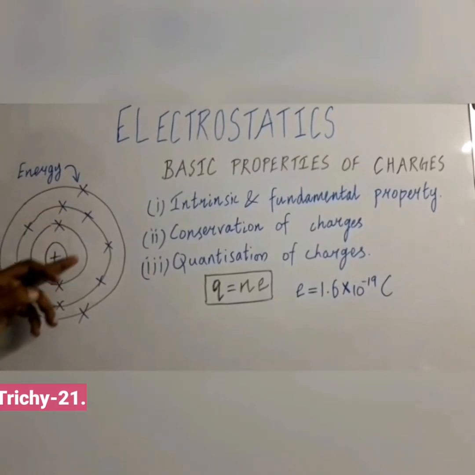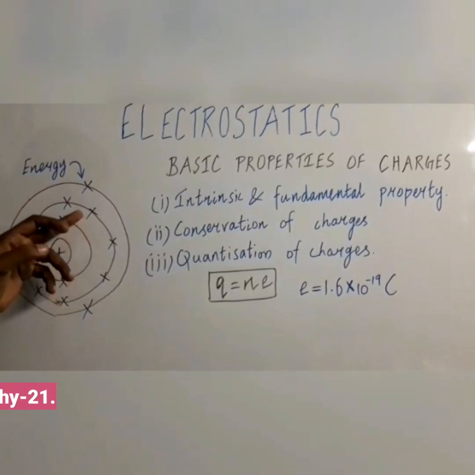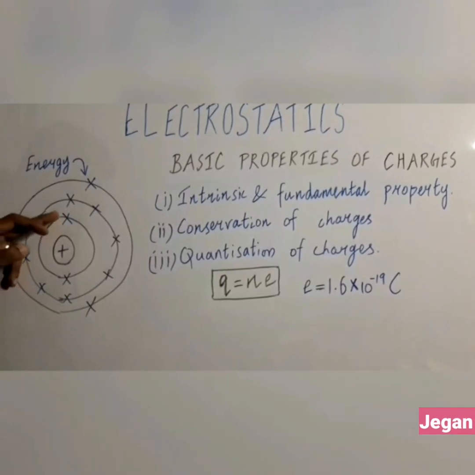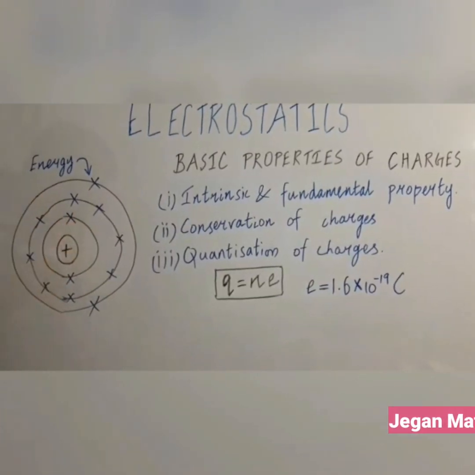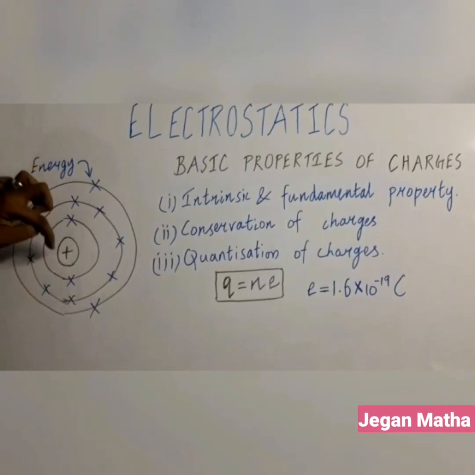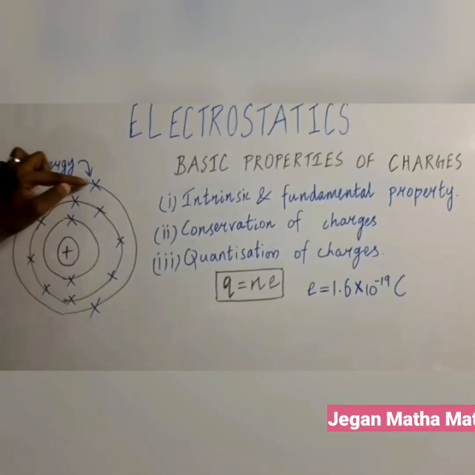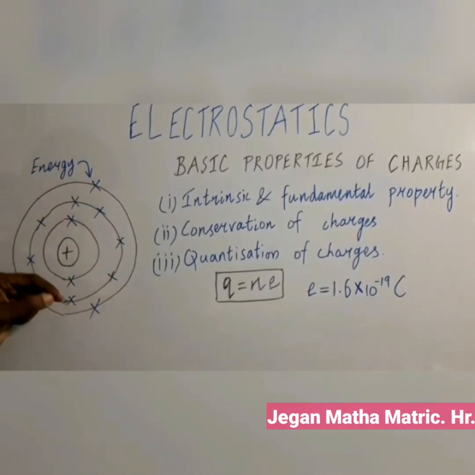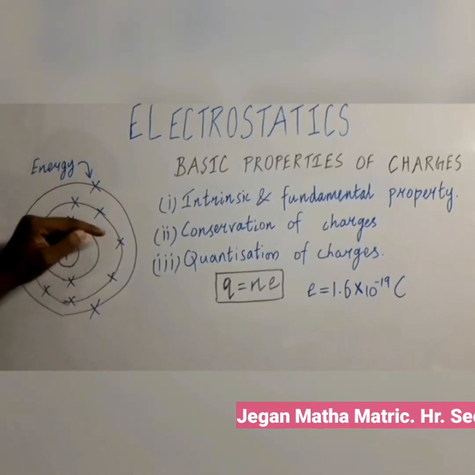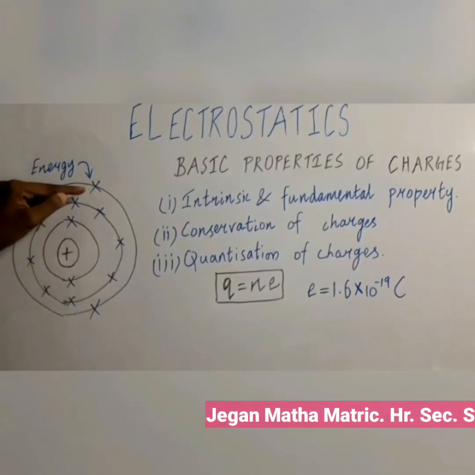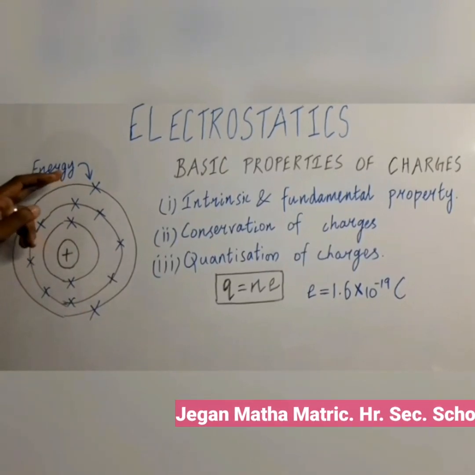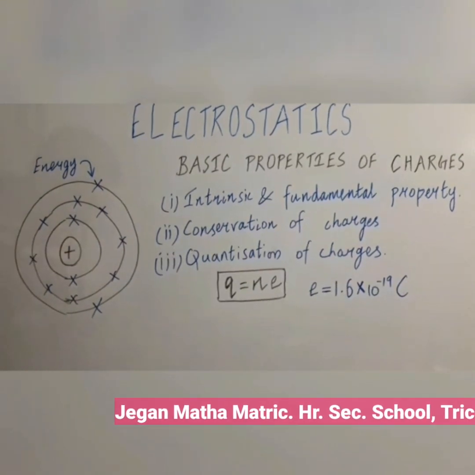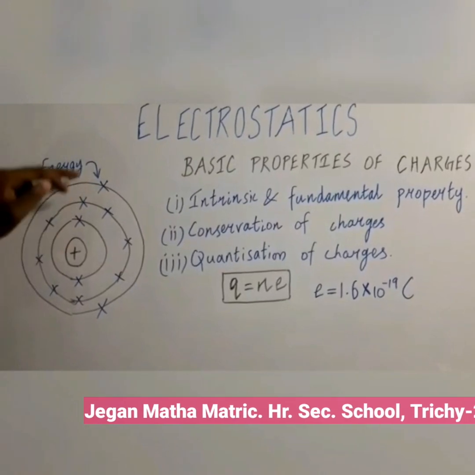Around the nucleus there are different orbits. In them, only negatively charged particles, that is electrons, revolve around the nucleus. All the electrons are attracted by the nucleus. Let us take the last orbit, which is known as the valence shell. The electrons in the valence orbit are known as valence electrons. They experience very little force from the nucleus since they are far away from it.